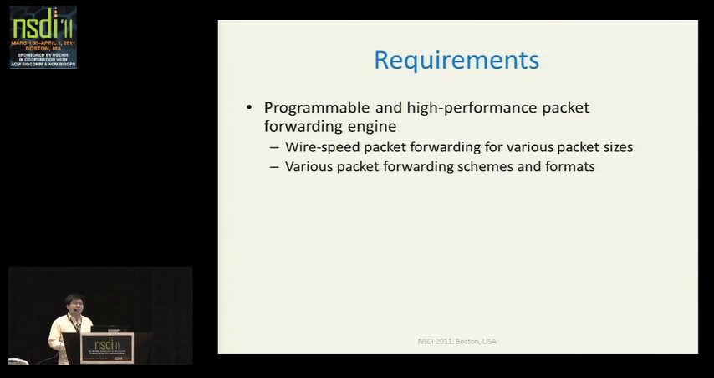The DCN designs usually encode network topology information into the server addresses and leverage this topology information for packet forwarding. For example, PortLand encodes the fat-tree topology information into their destination MAC addresses, and they use the longest prefix match on the destination MAC address for packet forwarding. In the future, we expect that more and more DCN designs, new architectures and topologies will appear. So this calls for a programmable packet forwarding engine for various packet forwarding schemes and formats.